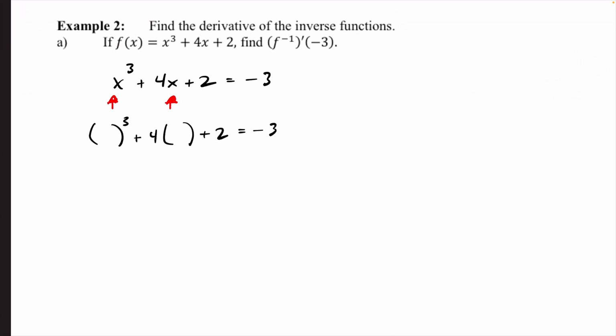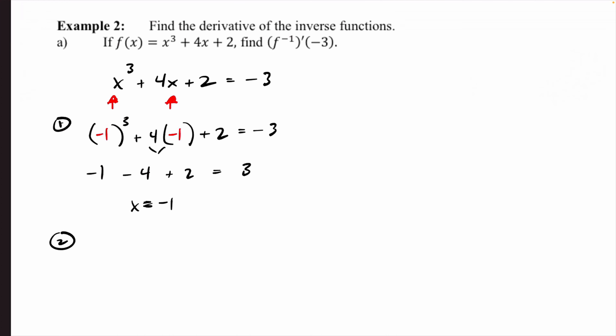-1. -1 cubed is -1. And then positive 4 times -1 is -4, plus 2 equals -3. Okay? When you're doing these, it won't be a crazy number. It's not going to be like -1.6. It's going to be like -1, +2, +3, -6, things like that. Doable numbers. Okay? All right, so we know x equals -1. That's step 1.